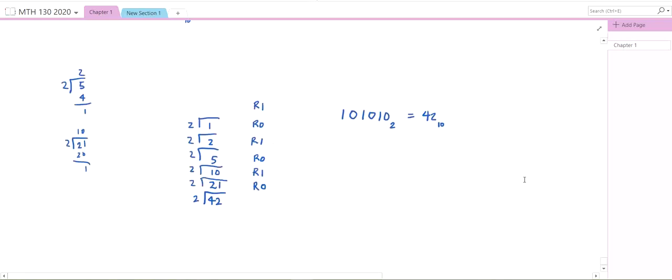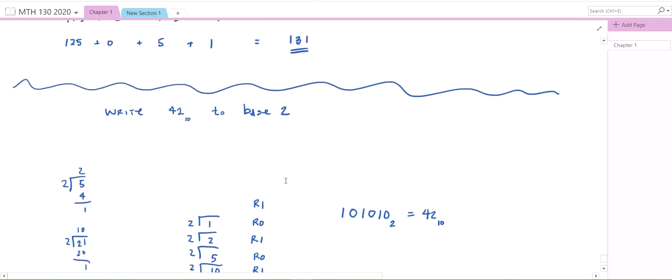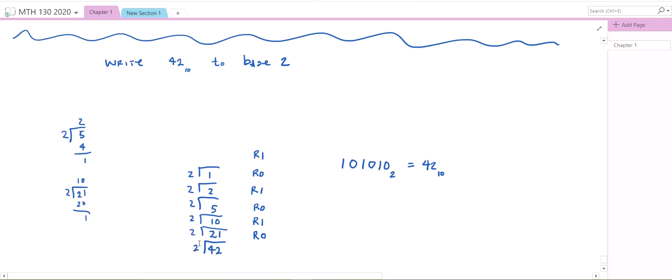Okay, so if we were converting to a different base, we would just divide by a different number, but we'd use the same process. Okay, so this ends our topics in Chapter 1.